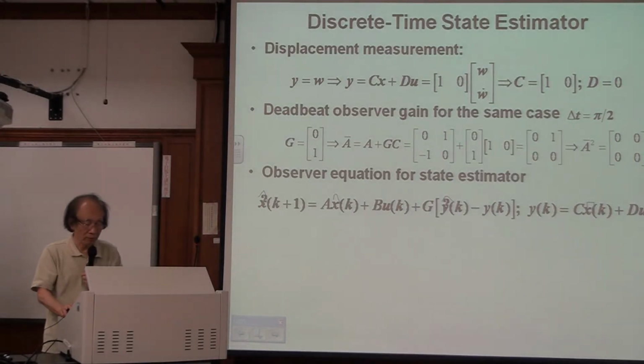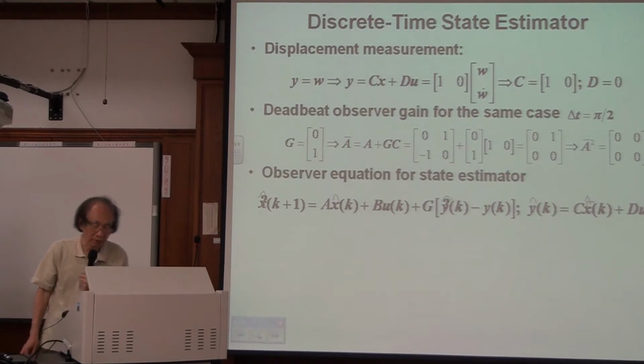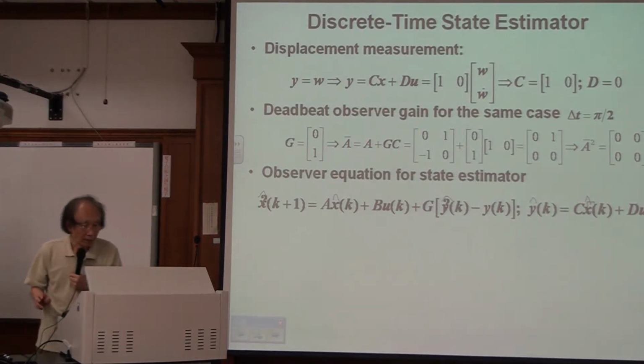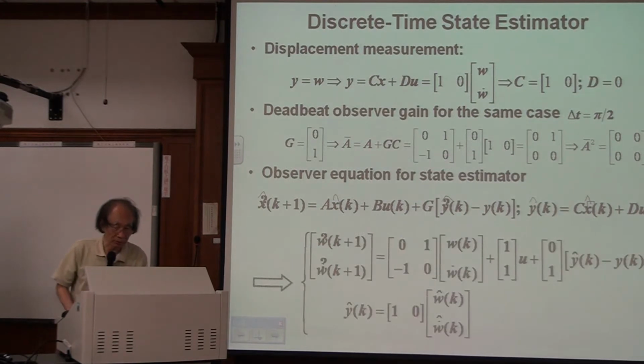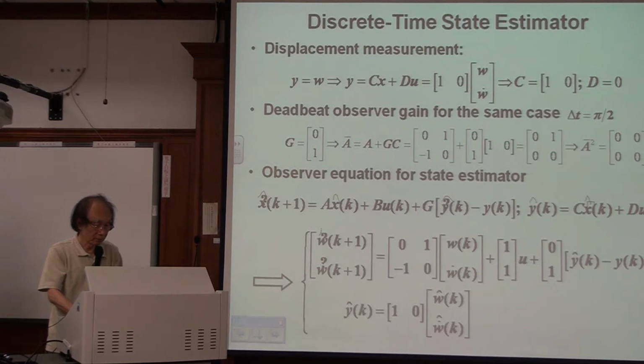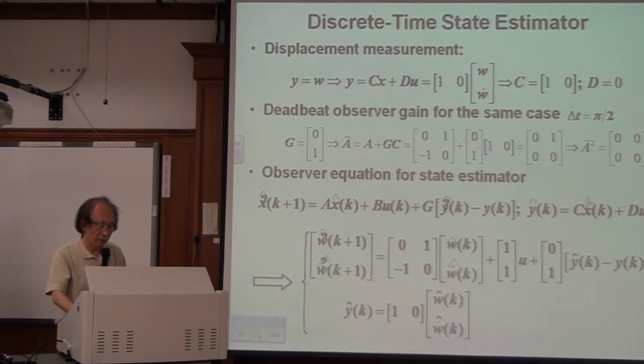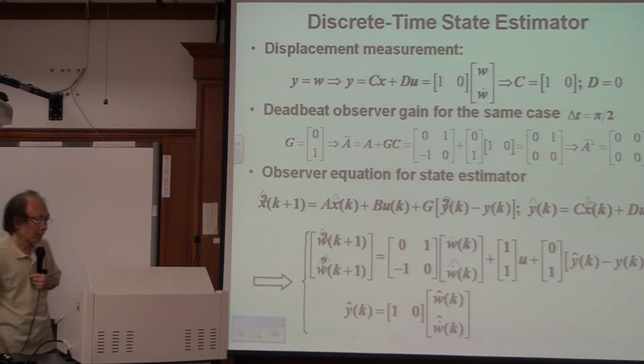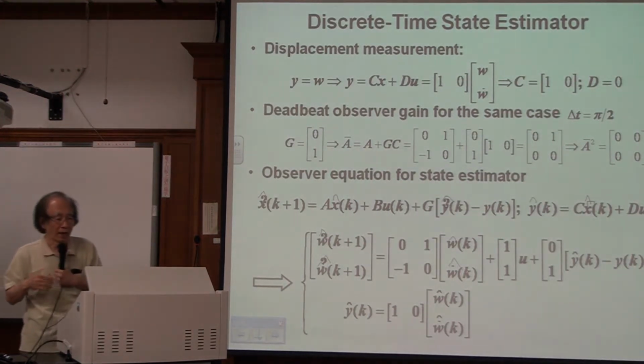All right, and this is y hat equal to C x hat plus D u k. And that is the state observer you learned already. So that observer here has x hat and w dot hat, and we have w hat, w dot hat, and then y hat and y k hat, and so on. That's the state estimator. But this is deadbeat.